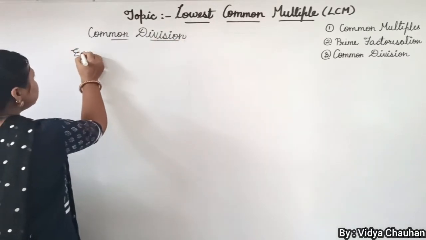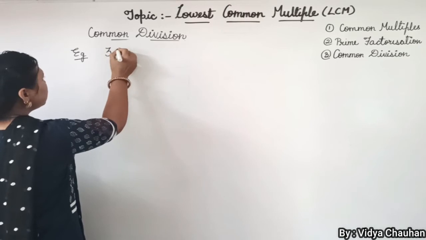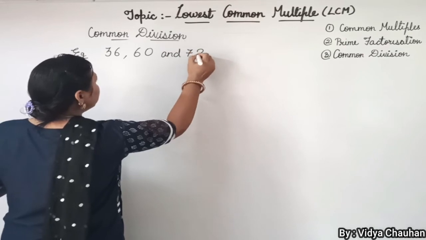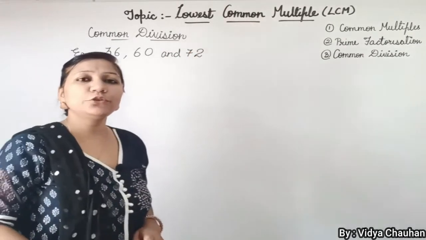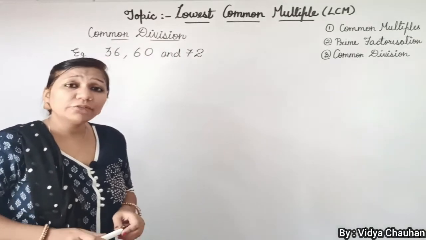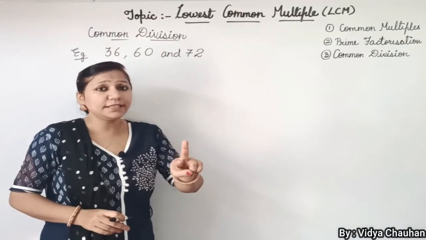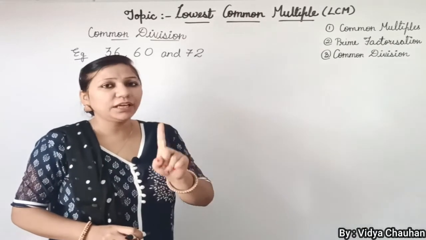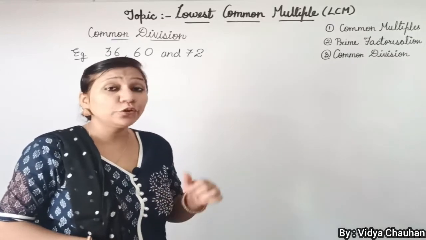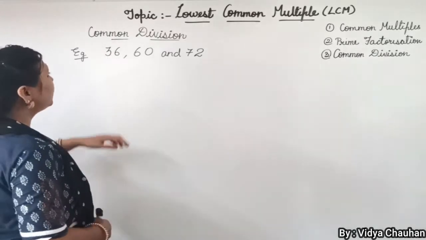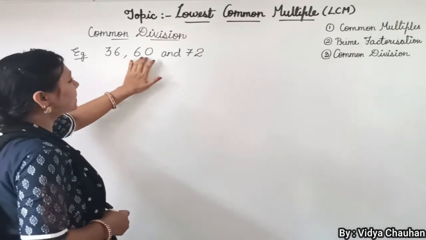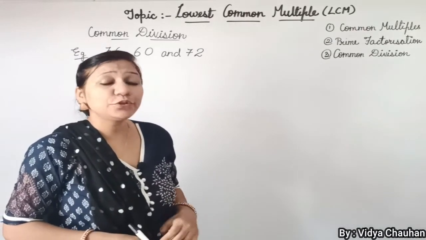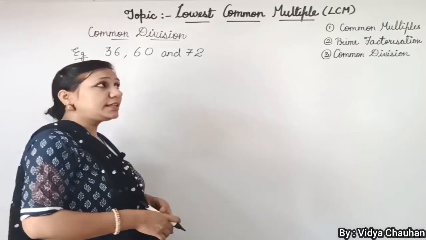Now suppose I take 3 values, 36, 60 and 72. So these 3 values are given to us, and if it is said that you have to find the HCF and LCM for these 3 numbers, that means together in the same solution you have to find the HCF also and the LCM also. So let's see how you are going to do that. So students, I have taken these 3 numbers 36, 60 and 72, and you have to find the LCM and HCF together by the same method. So let us see how to do that.